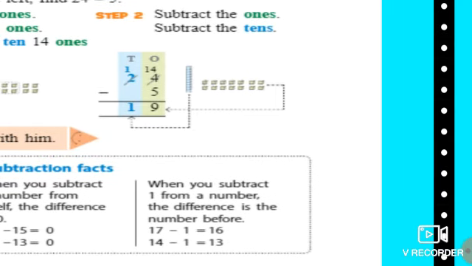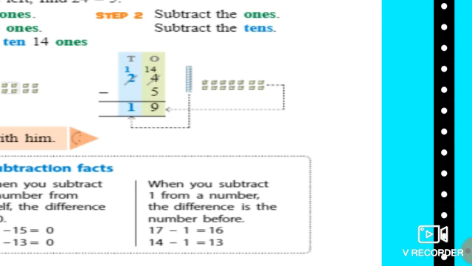When you subtract 1 from a number, the difference is the number before. Before, students, when we subtract 1, we get the number before. For example, 17 minus 1, the answer will be 16 because 16 comes before 17.